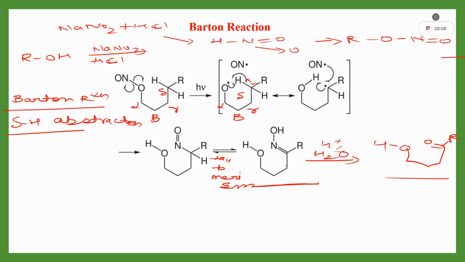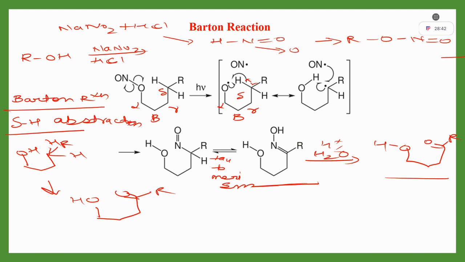So basically, students, in the Barton reaction, the key step is your delta hydrogen abstraction, and moreover, let me write it in this way. If someone asks you to write the product directly, you just have to draw the carbonyl at the gamma position. Okay, and your job is done.